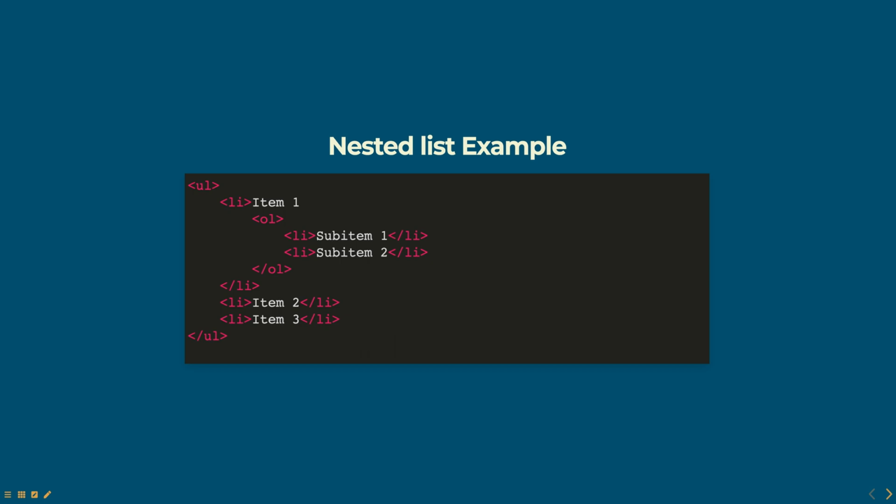It's also possible to style lists with CSS. For example, you can change the bullet point style or the numbering style. You can also use class or ID attributes to style it.